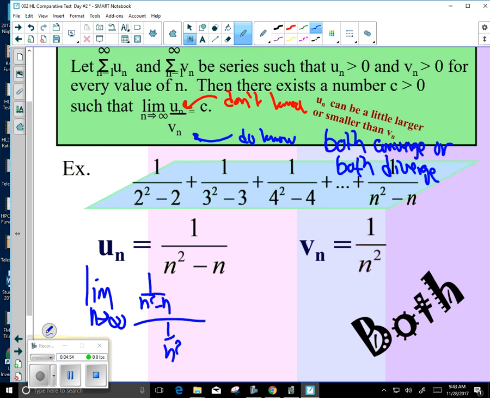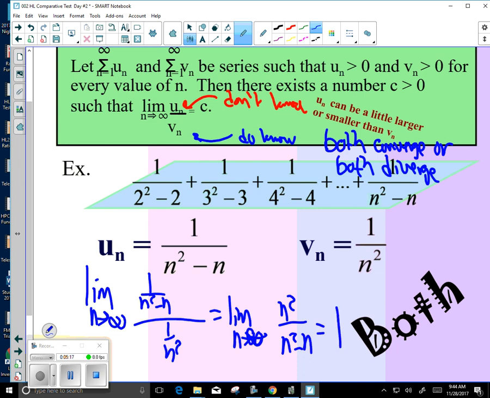1 over n squared converges. P is greater than 1, so this one's going to converge. I know that. But when I do this limit, as n approaches infinity of n squared over n squared minus n, what is that limit going to be? 1.